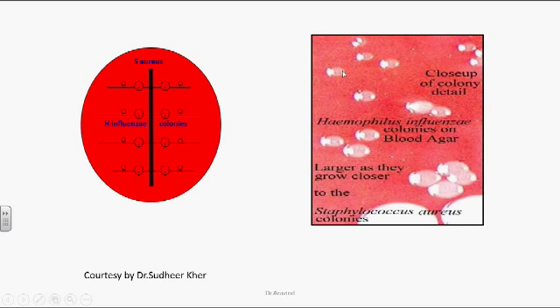So here you can see the blood agar culture plate in a zoomed view, and the white circular areas are Staph aureus colonies. Adjacent to the Staph aureus colonies, you can see Haemophilus influenzae colonies, which grow as satellite colonies. So it is referred to as the satellite phenomenon. This cartoon representation was done by Dr. Sudhir Khair from Florida University.